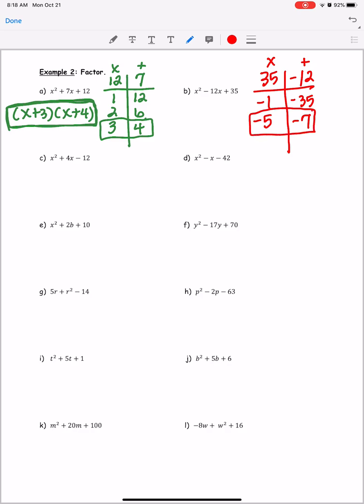So that means this factors to be x minus 5, x minus 7. Okay, and both of these, we could check them to make sure it does work. We could FOIL them out to make sure we get back to the original. I just don't really have the room on this.